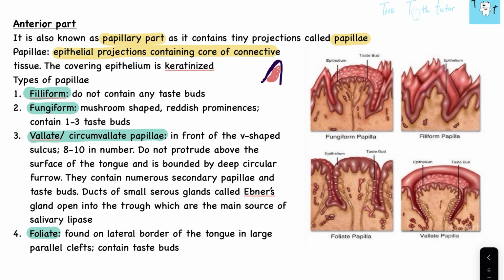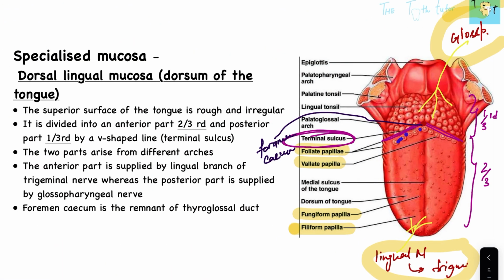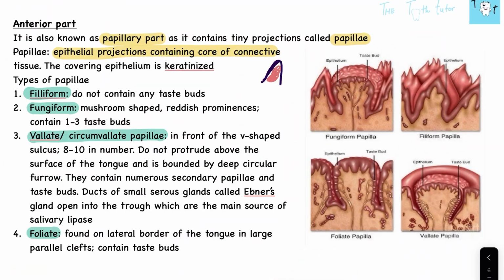Now coming to the vallate or the circumvallate papillae, these are found in front of the V-shaped sulcus, the sulcus terminalis. They are 8 to 10 in number. So we saw over here, these ones, they are a total of 8 to 10 in number.